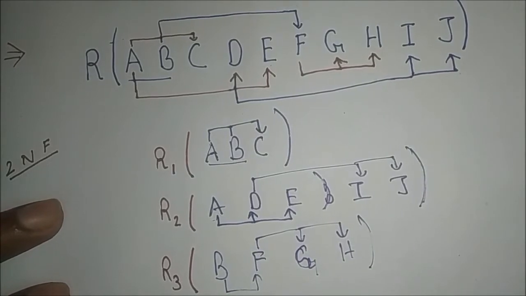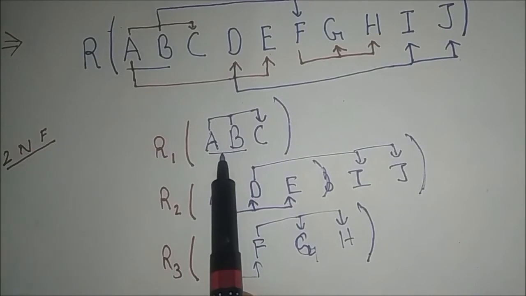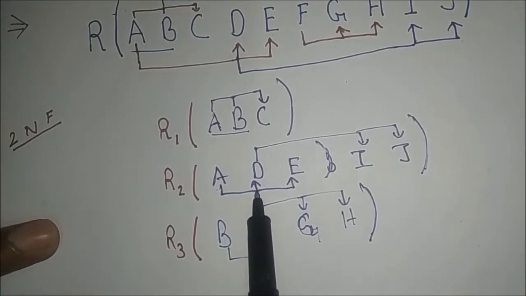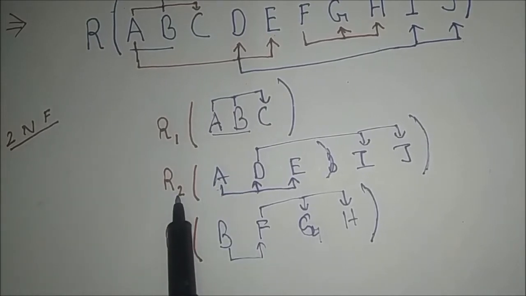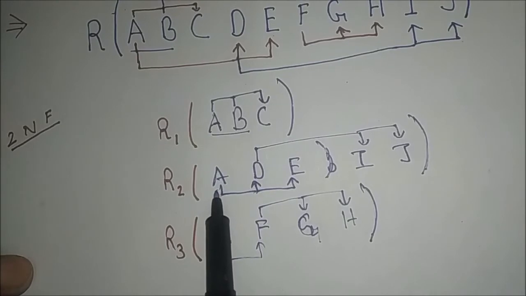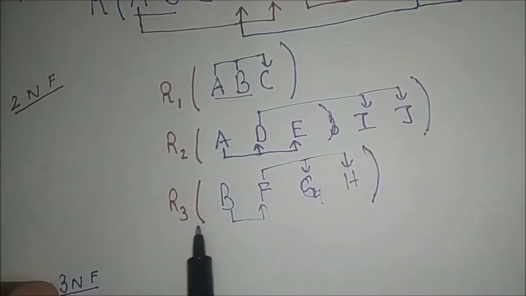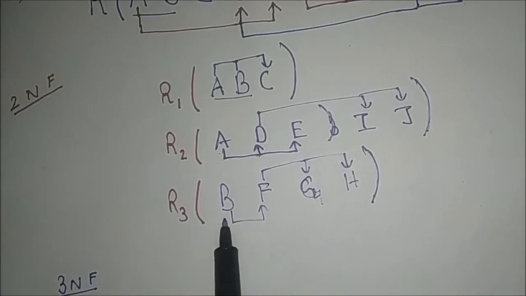Now check R1. See, C is depending on the whole candidate key. There is no partial dependency. In R2, A is the candidate key. D is depending on A, so there is no partial dependency. Similar thing in R3 also. F is depending on B, so there is also no partial dependency.